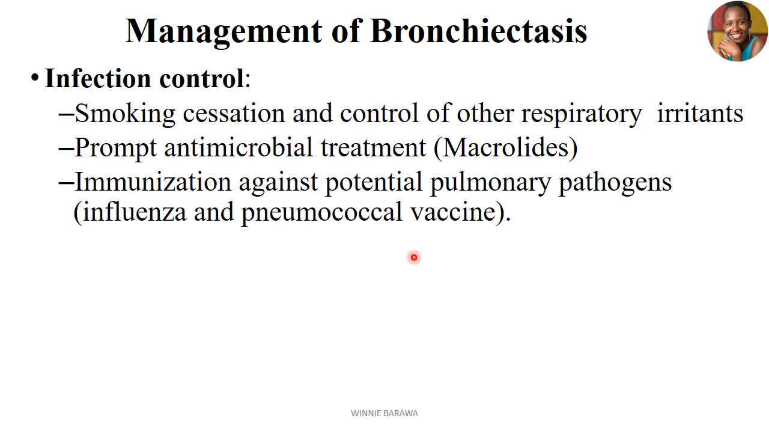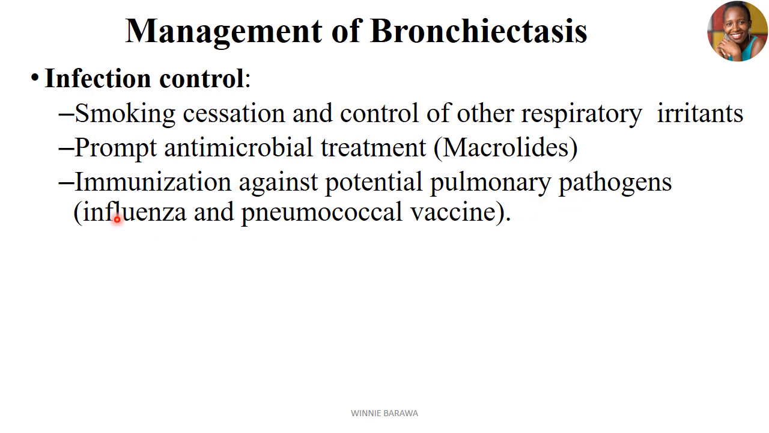So there's need to cease smoking, and control other respiratory irritants that can influence further inflammation of the airways. Remember, smoking components have an effect of irritating the bronchioles of the airways, and they can exacerbate the irritation process. Then prompt antimicrobial treatment, for example, macrolides, to clear the infection and to prevent further inflammation processes from occurring.